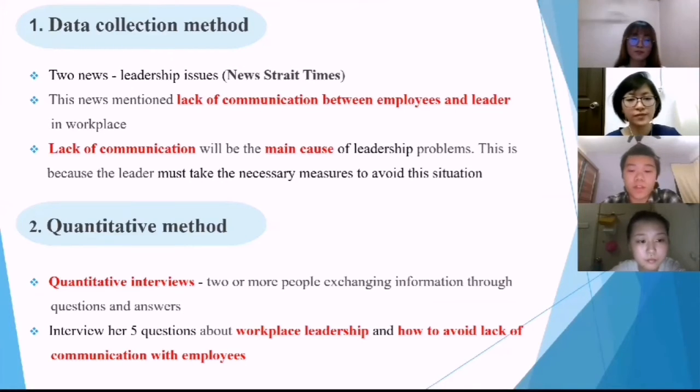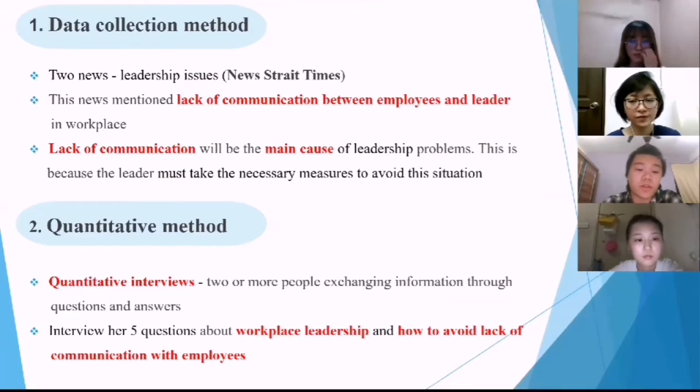The first one, we found two news articles about leadership issues. These articles also mentioned lack of communication between employees and the leader in the workplace. For example, fresh graduates should have good communication skills. When they enter the workplace, communication is very important.